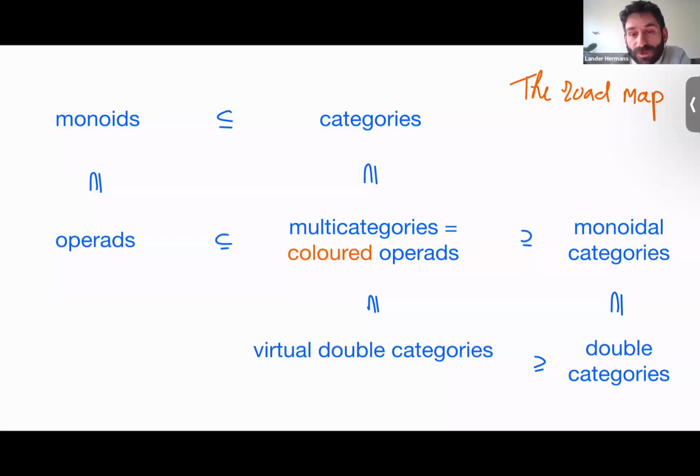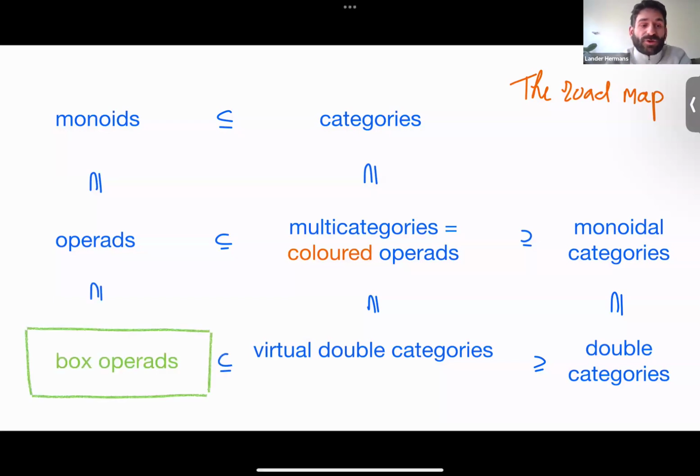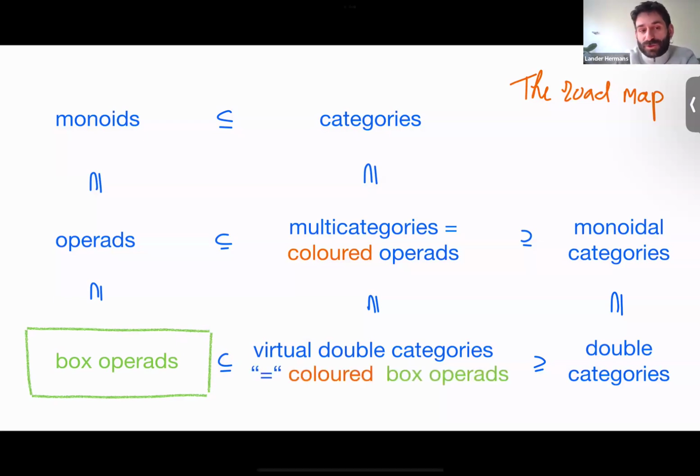This is also where I want to propose this new thing called box operads as, in a certain sense, a one-colored or uncolored version of virtual double categories. And in that sense, we could see virtual double categories as some sort of colored version of our box operads, depending on how you want to look at it.